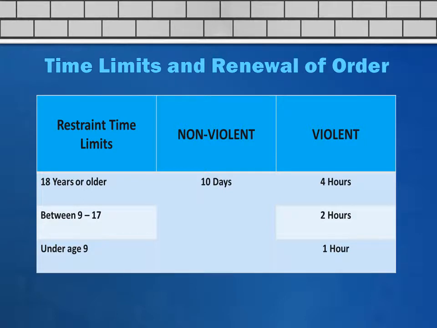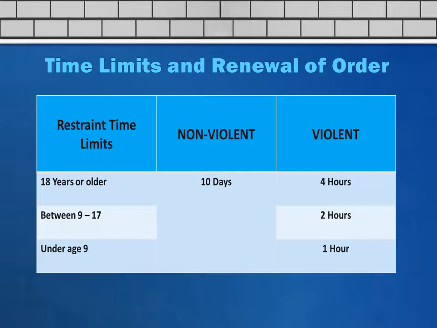Just to quickly go over, there's some time limits and renewal of orders. I've divided these up into the time limits of 18 years or older, 9 years of age to 17, and then under age 9. This is exactly how CMS categorizes them. And then, of course, we've categorized them into nonviolent and violent.